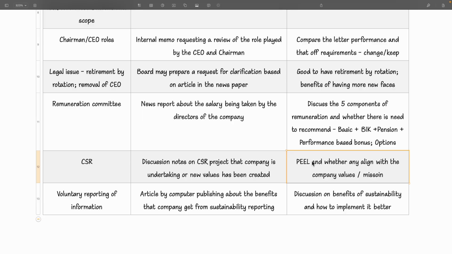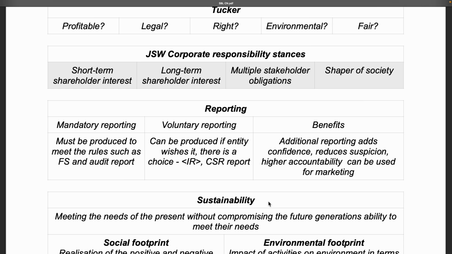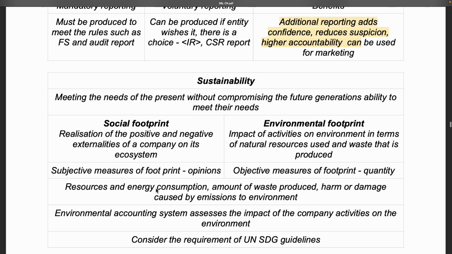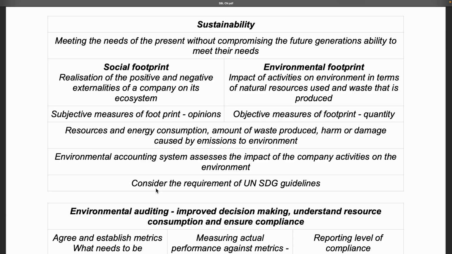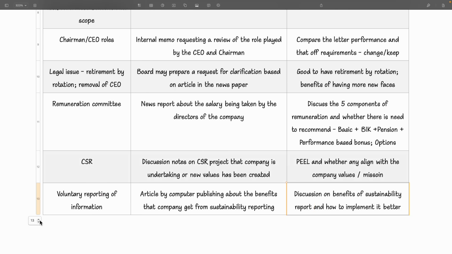So here, value of reporting information, voluntary reporting is, should the company prepare a sustainability report? Now discuss. So you discuss the benefit of the sustainability report, and how to implement it better. So sustainability report there, these are usually the answer. The answer will always sit inside here. Got it? Sustainability itself, just remember the examiner can test you about environmental.